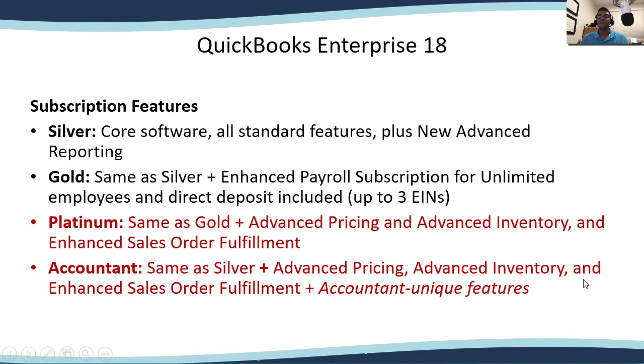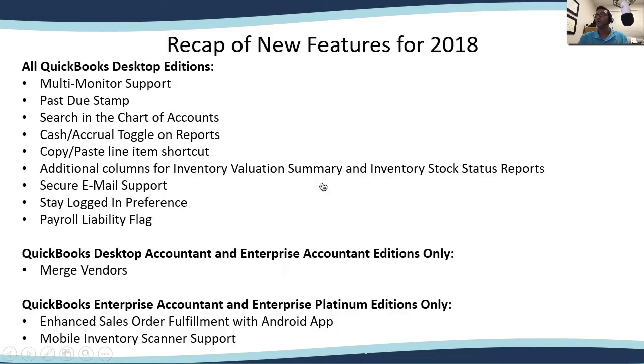And also, as a reminder, if you are going to purchase or upgrade to QuickBooks Enterprise, they're going to give you 4 options: Silver, Gold, Platinum, and Accountant. Basically the difference is advanced inventory and advanced pricing are only available in Platinum and Accountant. And the built-in payroll subscription is only available in Gold or Platinum. Now, the Accountant edition gives you additional Accountant-unique features. You may want to refer to some of the videos we discussed on the earlier slide to go over those.